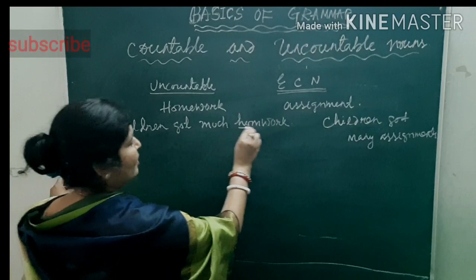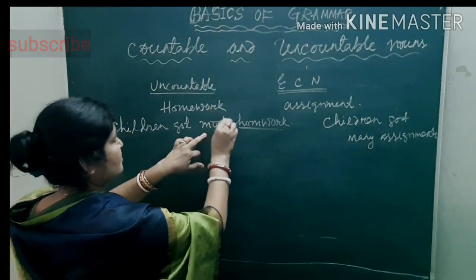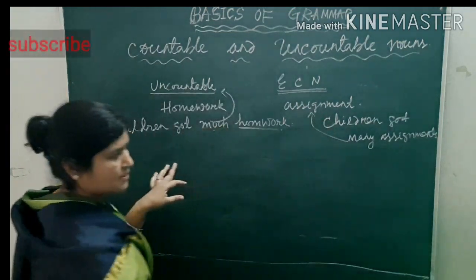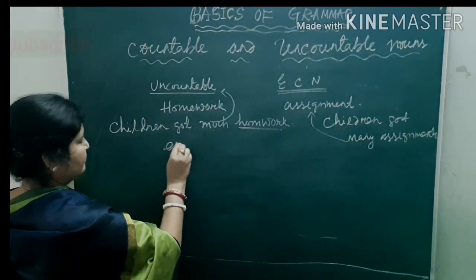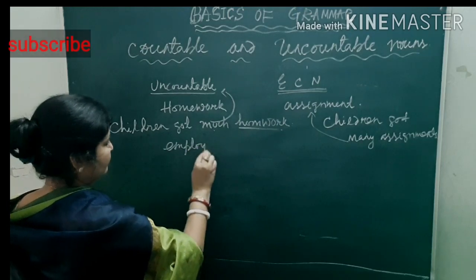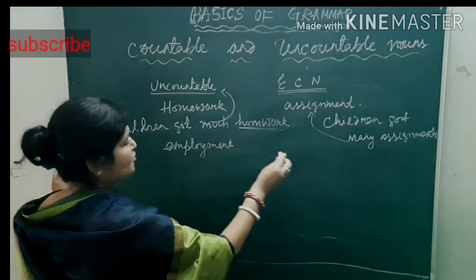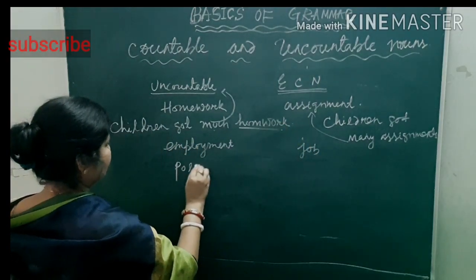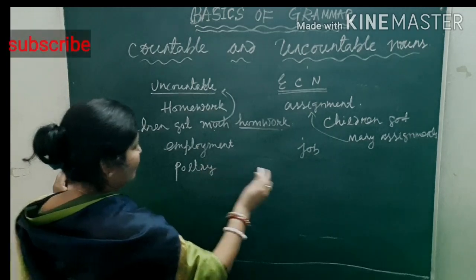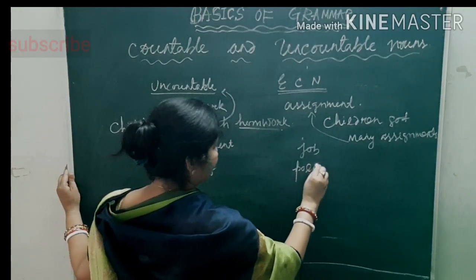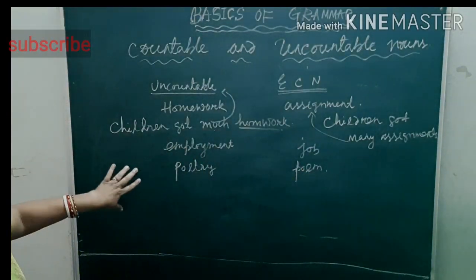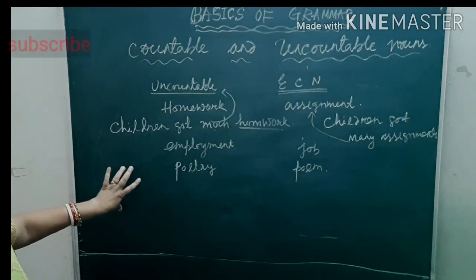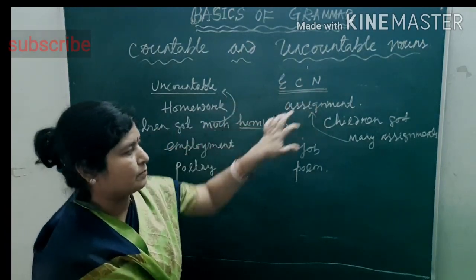Here, much homework. Before, I said much is used with uncountable nouns and many is used with countable nouns. Employment, job. Poetry, poem. So these words can be used as uncountable and they have their equivalent countable nouns.